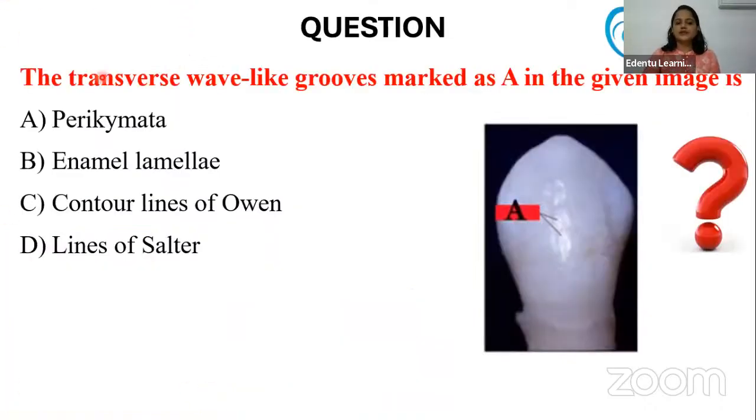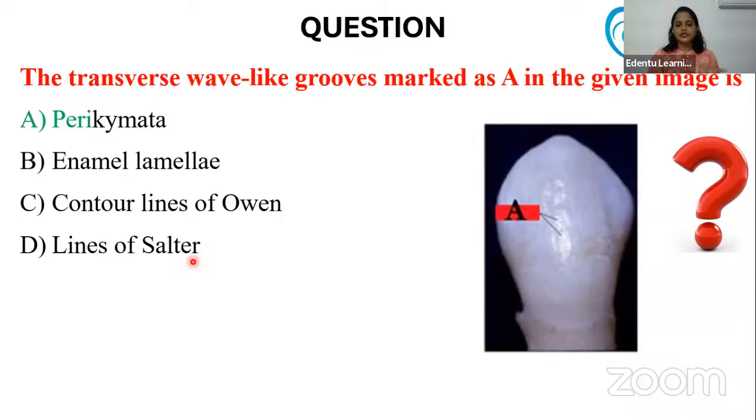Now, coming to the next question: the transverse wave-like grooves marked as A in the given image are? What are these transverse grooves? Is it pericymata, or enamel lamellae, or the contour lines of Owen, or the lines of Salter? Except for the first option, all the others are seen only in the ground section image.